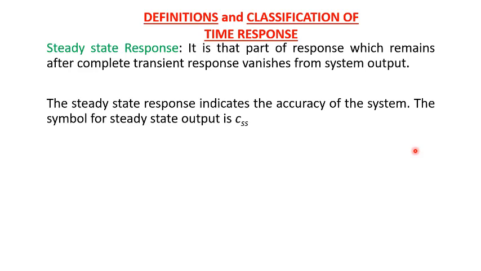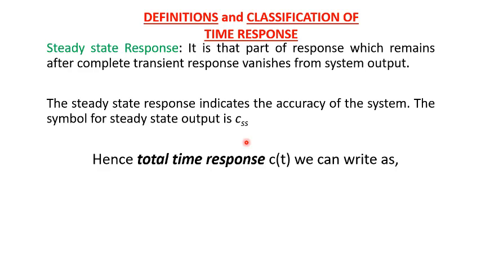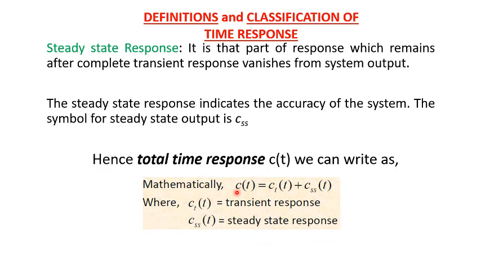And the symbol for steady state output is c_ss, steady state SS, c_ss. Hence the total response, that is c(t), can be written mathematically as c(t) equal to c_t(t) plus c_ss(t), where c_t(t) is the transient response and c_ss(t) is the steady state response.